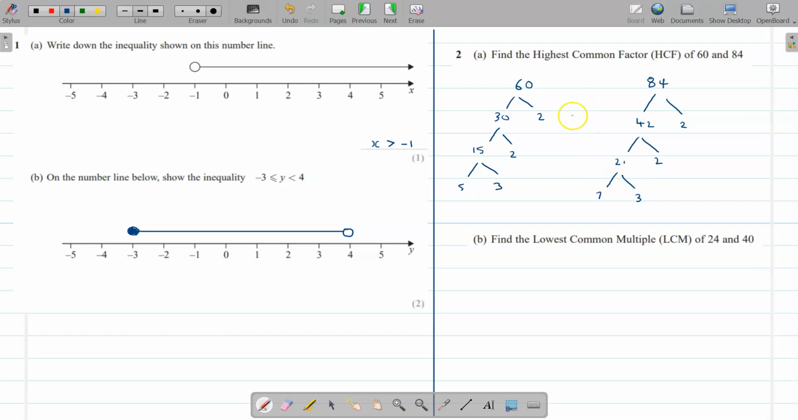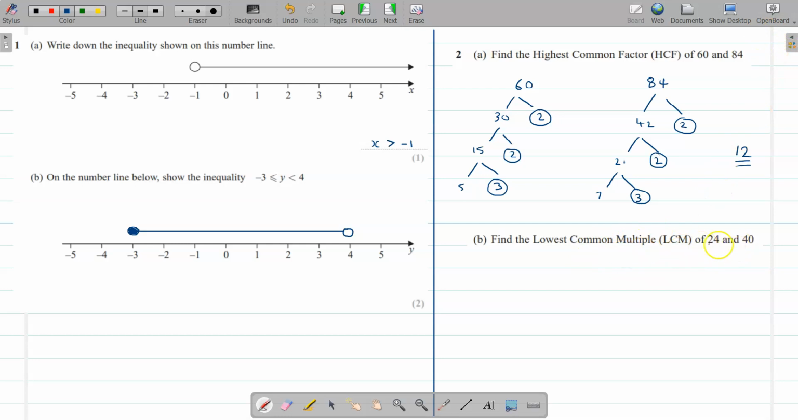Okay, pair them off. So a 2 and a 2 pair off, a 2 and that 2 pair off, and we have a 3 and a 3 that pair off, and they're the only pairs we can make. Normally we would put those on a Venn diagram, and we don't need to. We can see that they are 2 times 2 times 3, which is 12. That's the highest common factor of both of those numbers, 60 and 84.